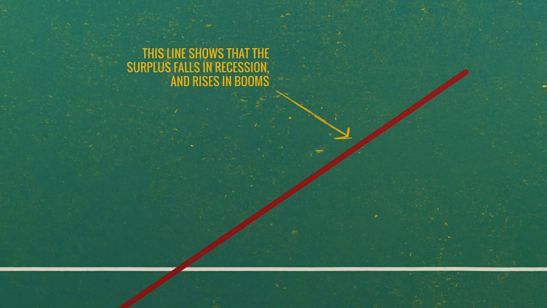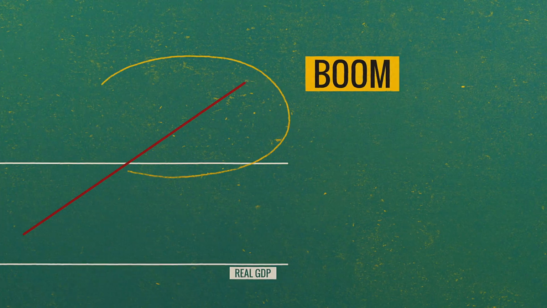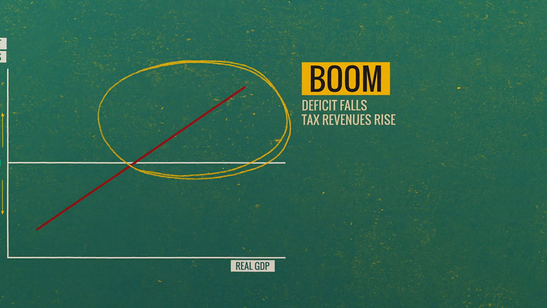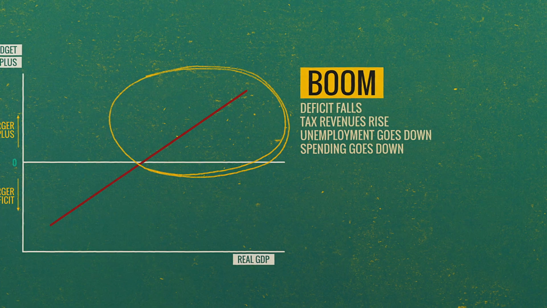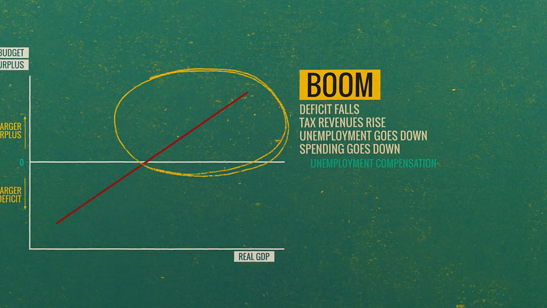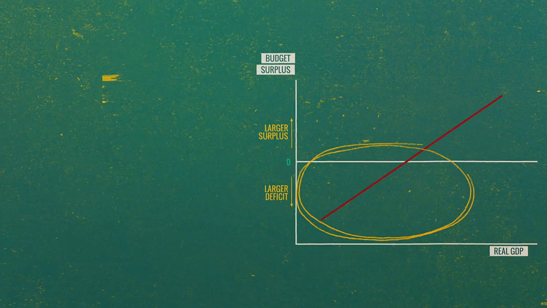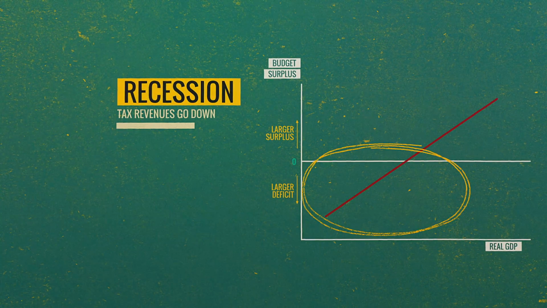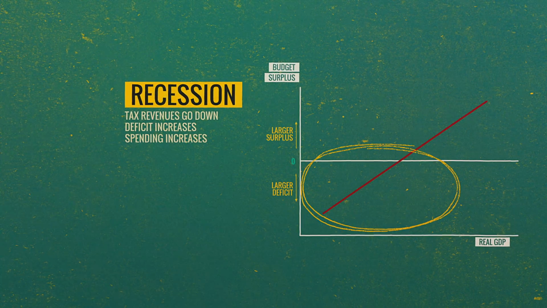So the red line represents this tendency for the budget surplus or deficit to move depending on the state of the economy. If you're in a boom over on the right, the deficit tends to fall. In that case, revenues start to rise. In good economic times, people work more, unemployment goes down. And there's less spending, the unemployment compensation goes down, welfare payments go down, and things like that. In the reverse direction, in a recession, all those things reverse. Tax revenues go down over on the left of the curve, and so the deficit starts to increase, and spending starts to increase too, say for unemployment compensation.